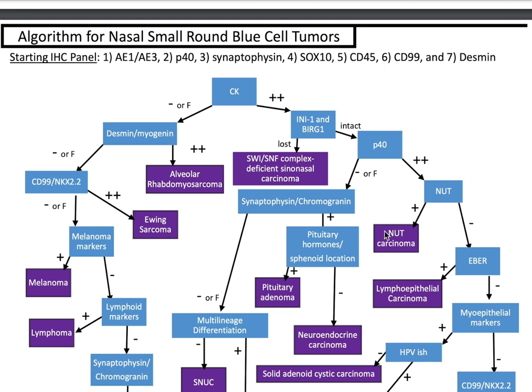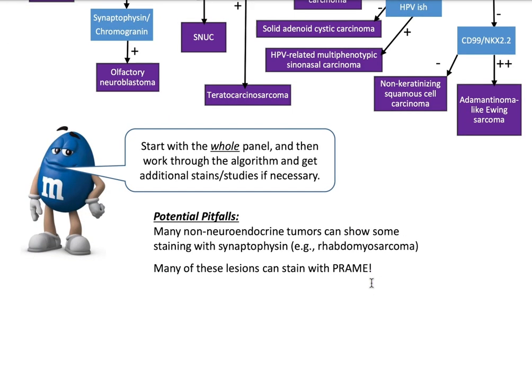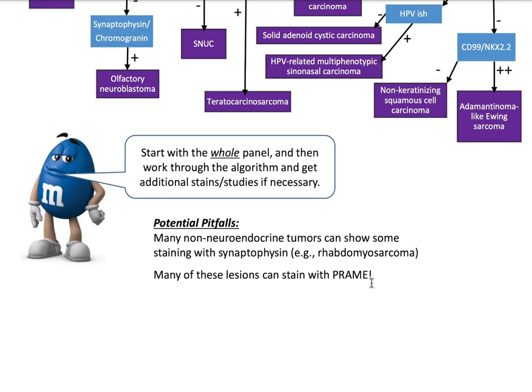For your starting IHC panel, you want to order AE1/AE3 pancytokeratin, P40, synaptophysin, SOX10, CD45, CD99, and desmin. And just some tips: start with the whole panel and then work through the algorithm and get additional stains if necessary. And potential pitfalls: many non-neuroendocrine tumors can show some staining with synaptophysin, like rhabdomyosarcoma, and many of these lesions can stain with PRAME.